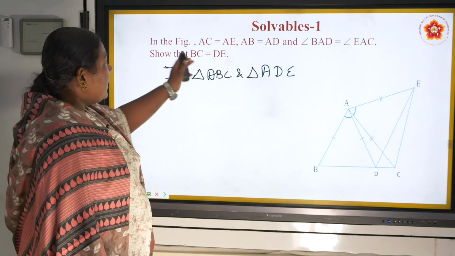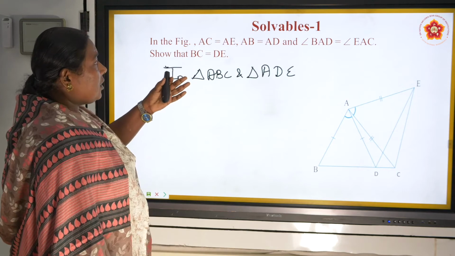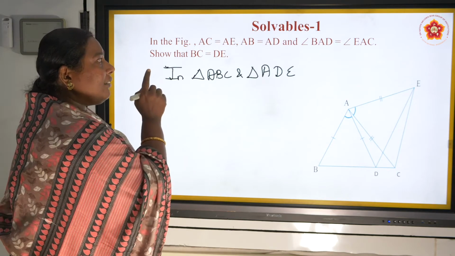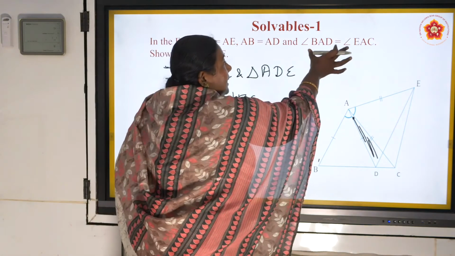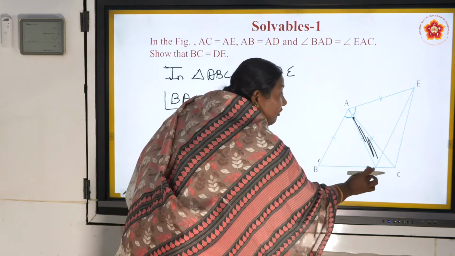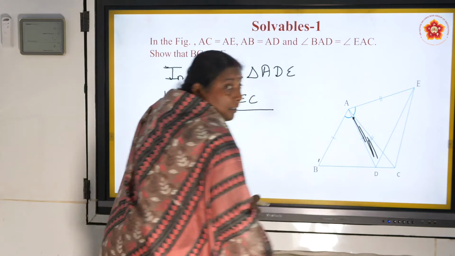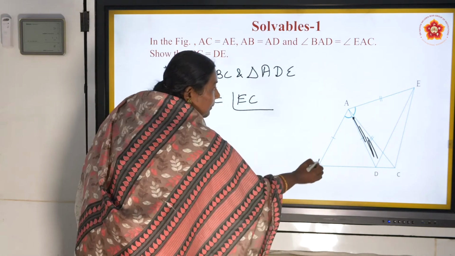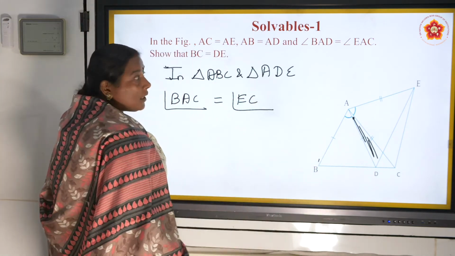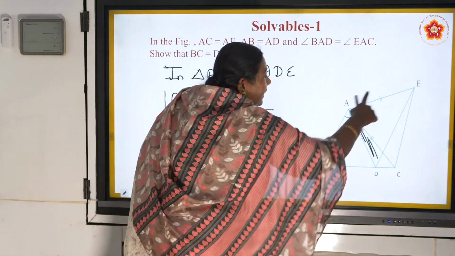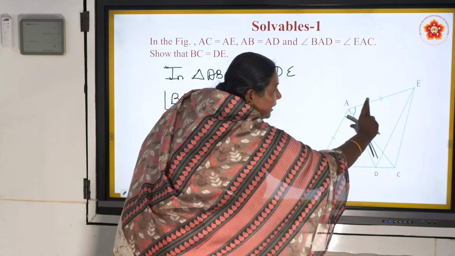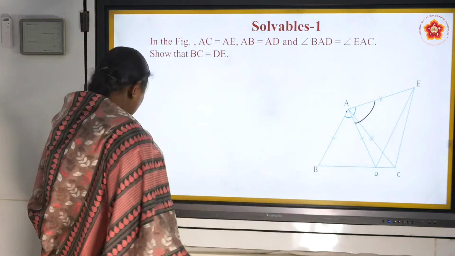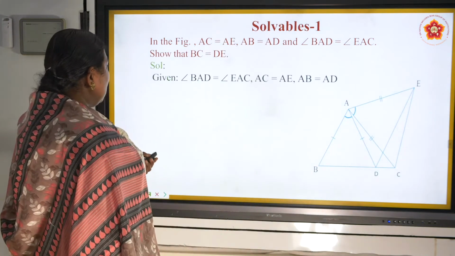What all have they given? They have given AC is equal to AE, AB is equal to AD, and BAD is equal to EAC. Let us see. In BAD, if I add DAC, it will become BAC. In EAC, if I add CAD, it will become EAD. That is what we are going to do now.